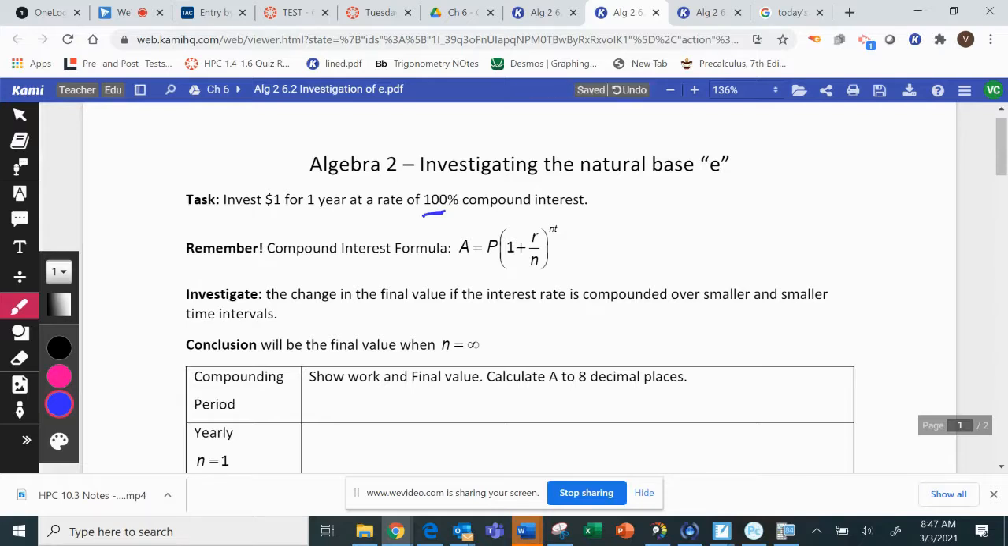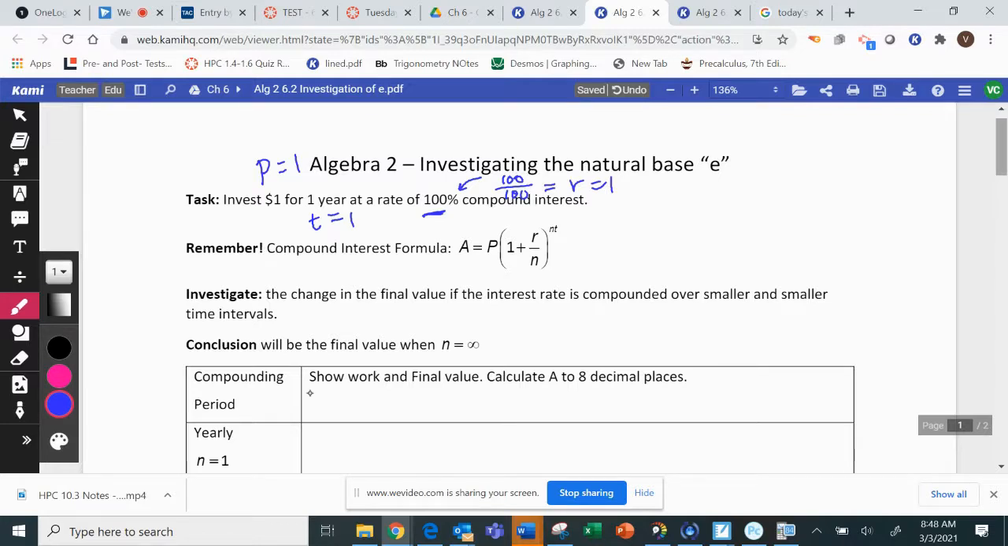So my R, we take the percent and we divide it by 100. So our R value is 1. Our T value is 1. Our principal is 1. So I'm investing 1. I've got 1 for my T. I've got 1 for my R. Everything's 1. So it's not a real life situation, but we're going to see what happens.